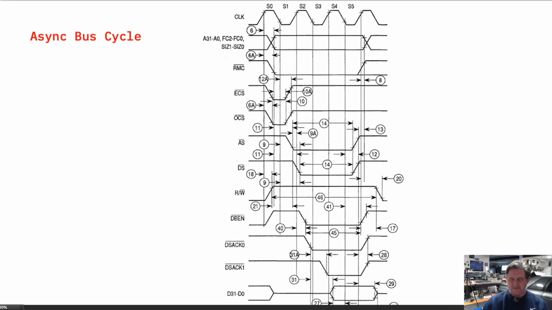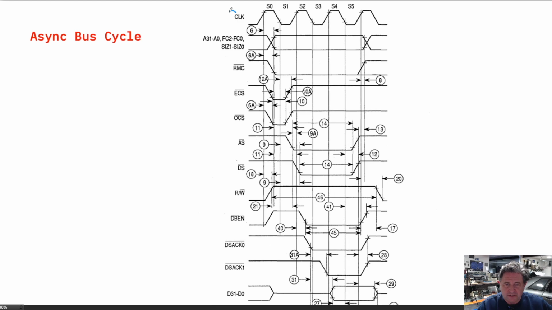And now we're looking at the async bus cycle. So let's take a look here. So this is the async bus cycle as described in the datasheet. So these little numbers with the arrows allow you to go to a table to get the timing, for instance, when it starts or stops relative to a clock edge. And so we'll start at the top here.